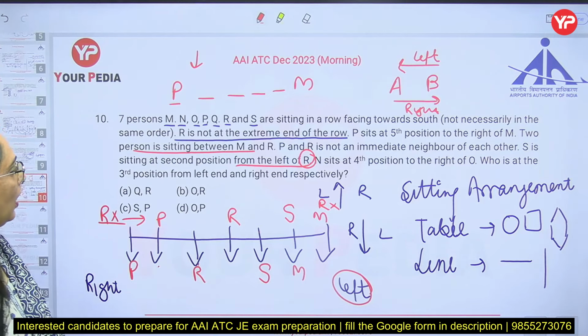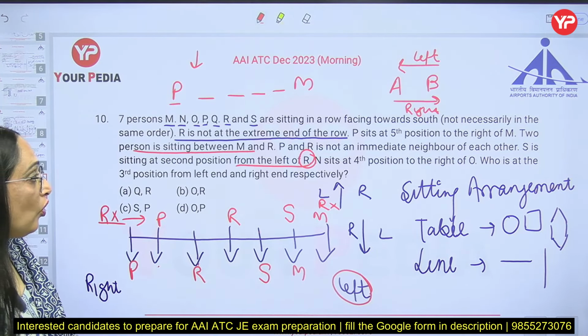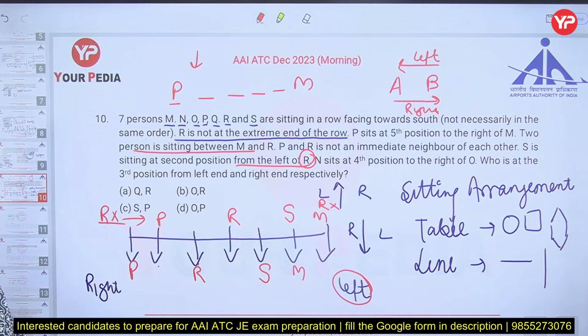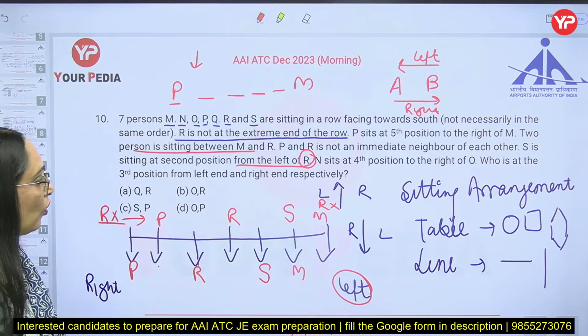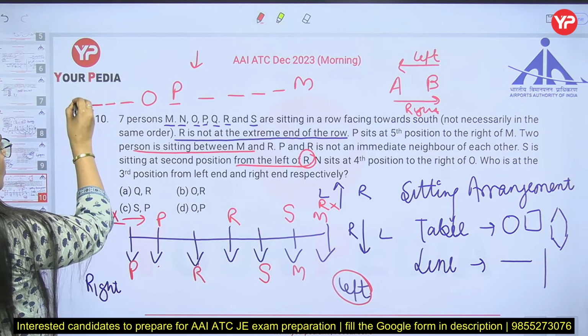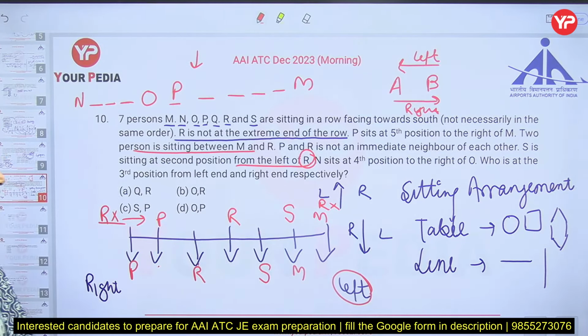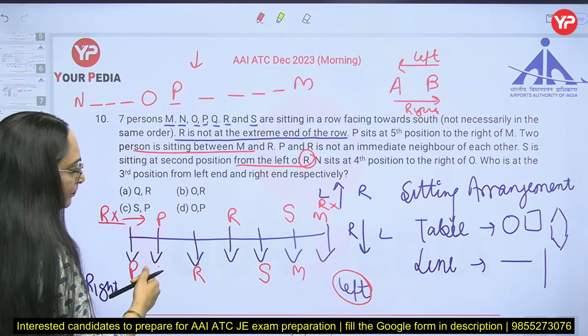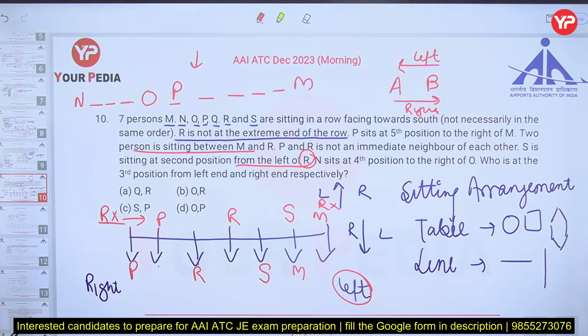Now, N sits at the 4th position to the right of O. So, who is at the 3rd position from the left end and right end respectively? N sits at the 4th position to the right of O. O's right, that means this side, 1, 2, 3, 4. So 3 persons should be there between O and N. In this possibility, if I draw, P and R are not immediate neighbors, and 2 persons sit between M and R.